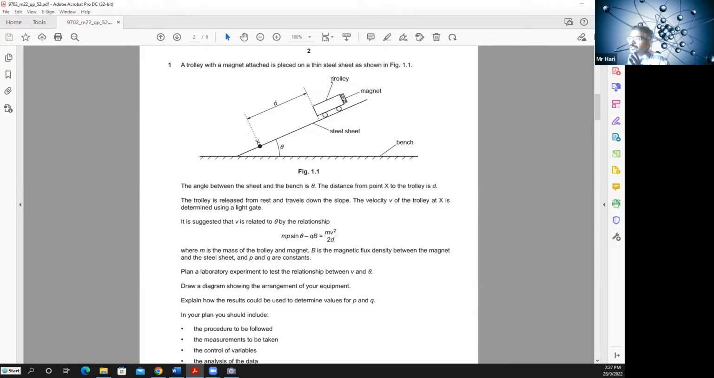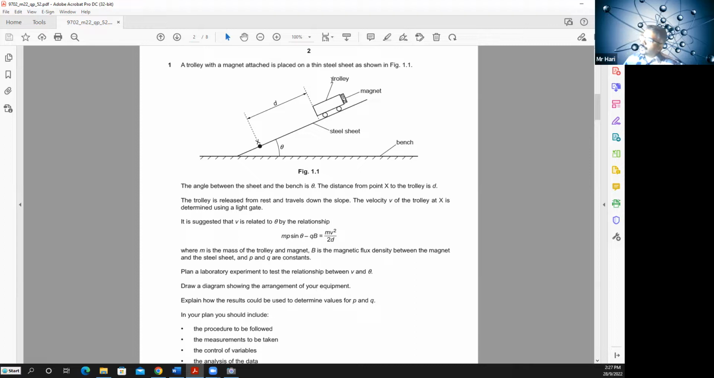You're given a question where you're given a formula or an experiment which you have never seen before, but you are aware of the apparatus, the tool, the procedures, okay? It's just that you have to use your knowledge to plan the experiment. You no need to know.